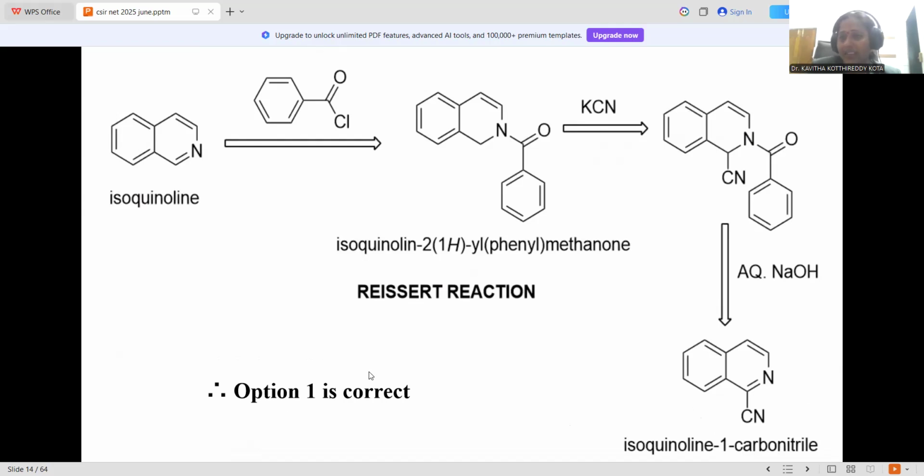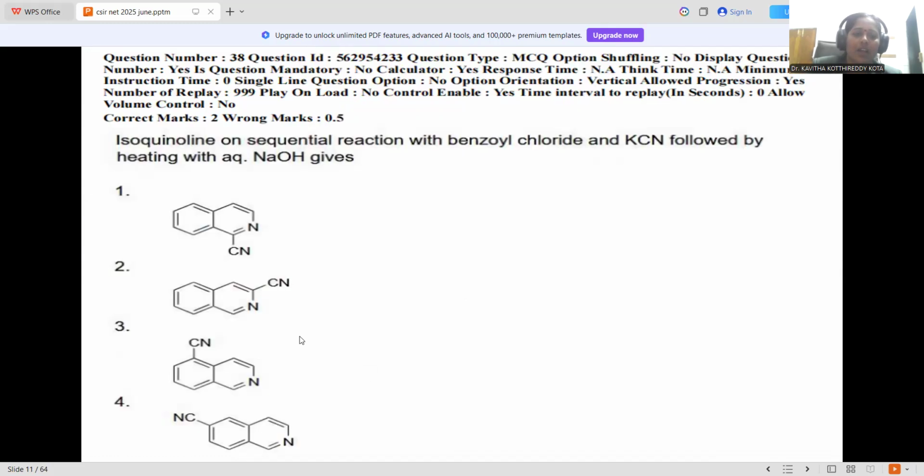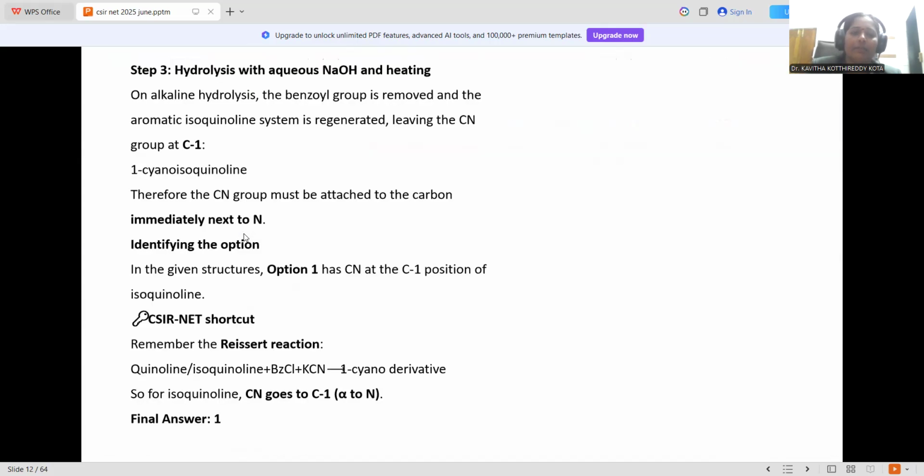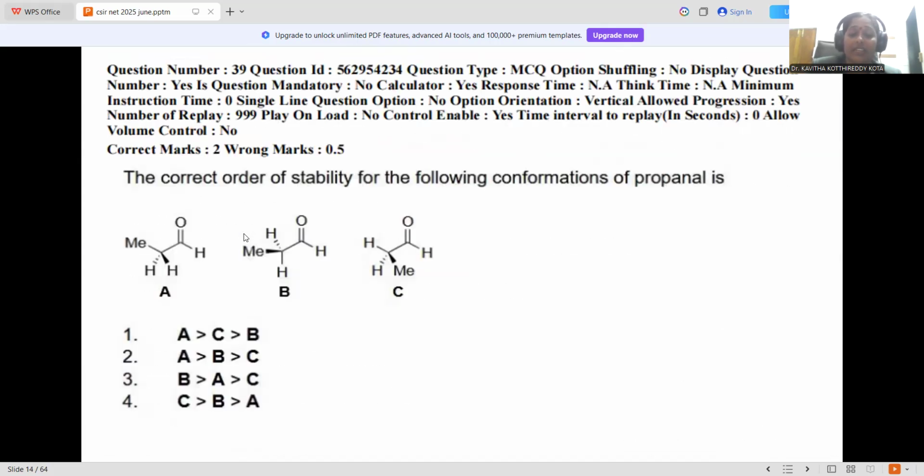Option 1 will be the right answer for this question. In option 1, we have nitrile at position 1, and free isoquinoline is there, as given in option number 1. For question number 38, option 1 will be the right answer. Let me go with question number 39.